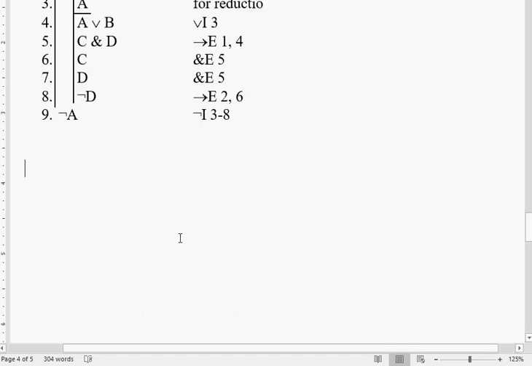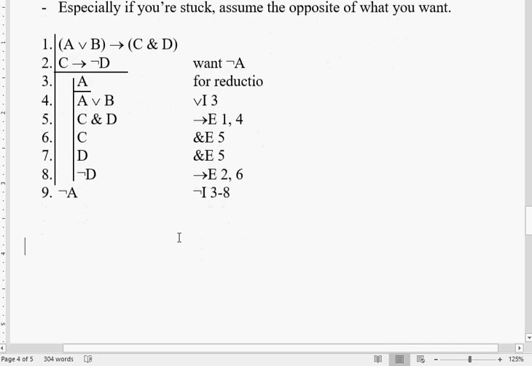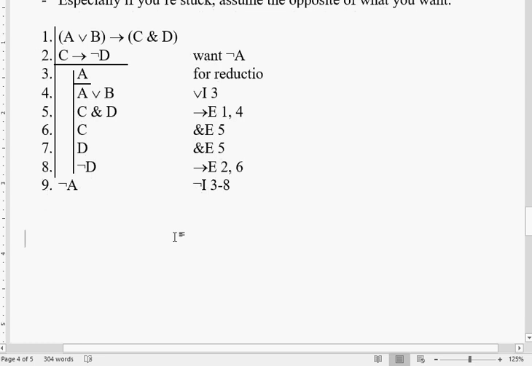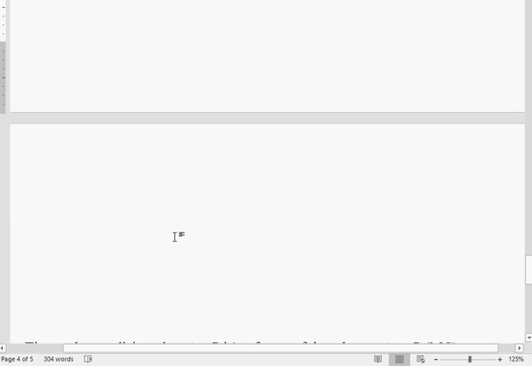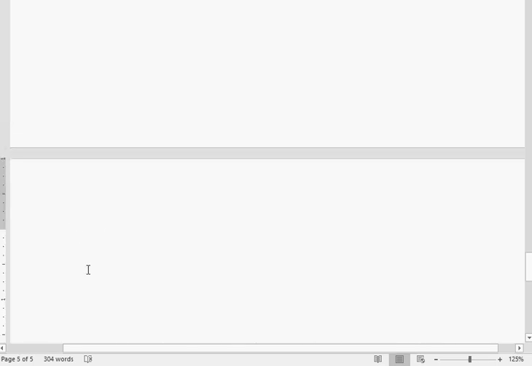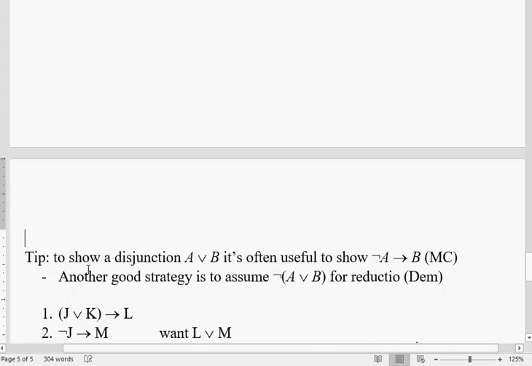I'm going to do maybe just one more and then give you a super quick introduction to quantified logic. Little refresher for some of you, and maybe something new for some of you as well.